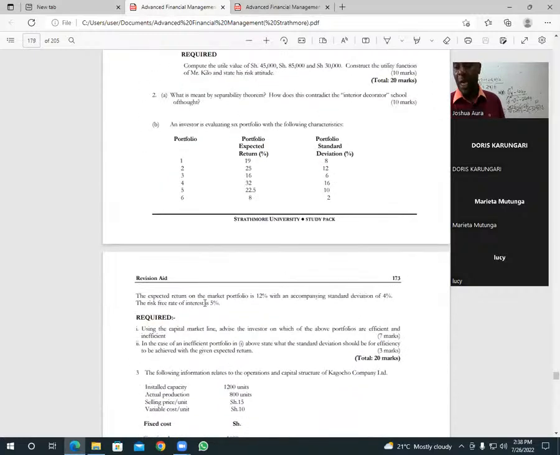The expected return on the market portfolio is 12% with an accompanying standard deviation of 4%. The risk-free rate of interest is 5%. We are required, using the capital market line, to advise the investor on which of the above portfolios are efficient and inefficient. Now that throws off students 100%. 7 marks.